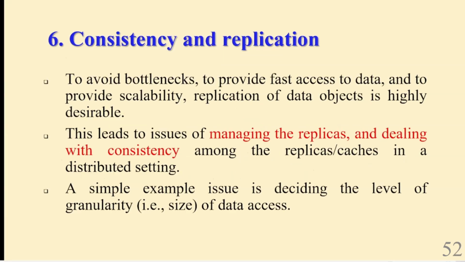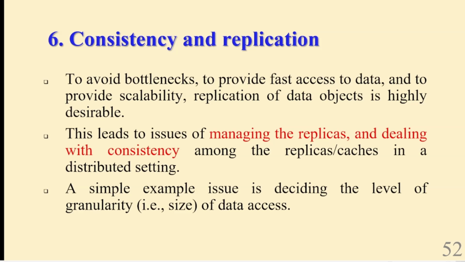Then we have consistency and replication. These two terms actually always appear together. Why? Replication means keeping multiple copies of the same data. Suppose your Gmail inbox is stored in India and Singapore. If one server crashes, there is still another copy, right? What is the advantage of this replication? Higher reliability, better availability. What about consistency?